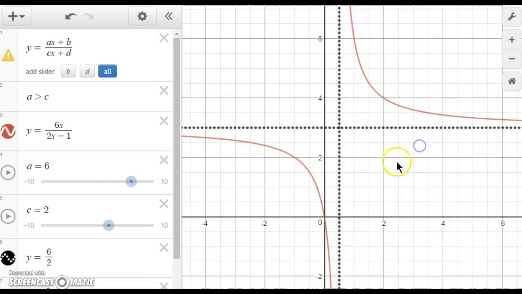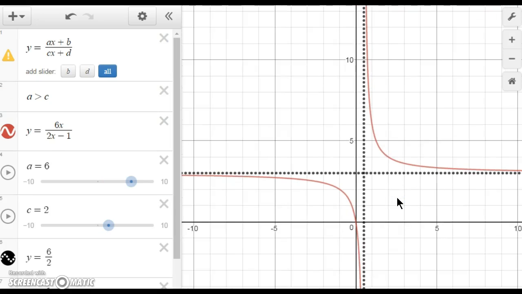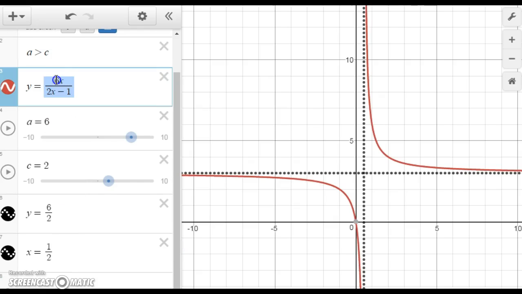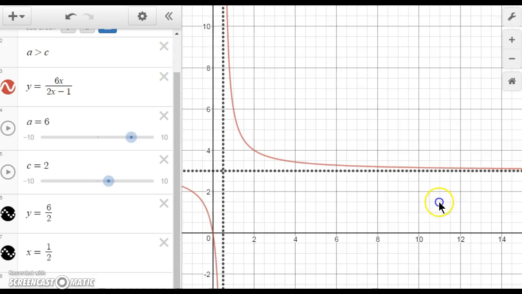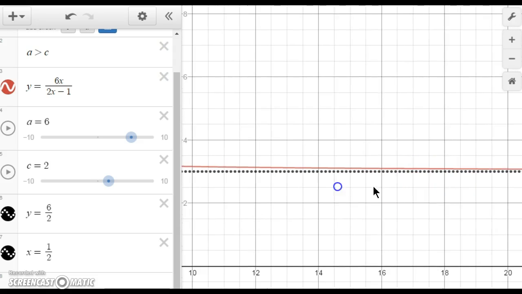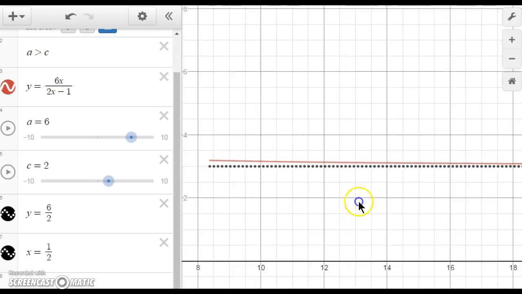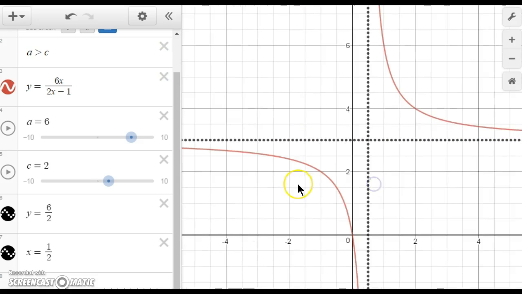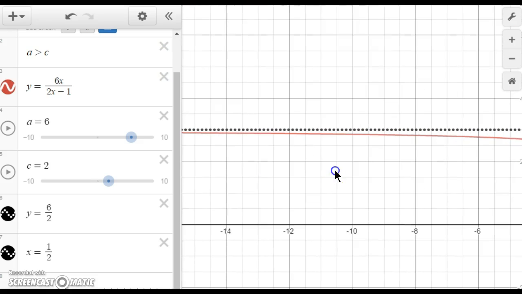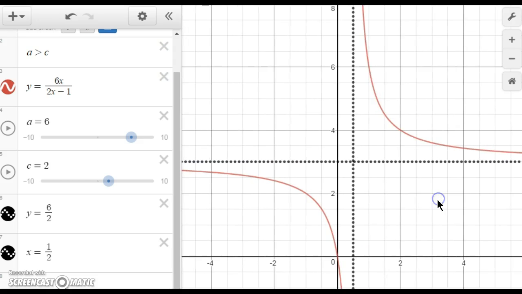So for now, it looks like the vertical asymptote is good, and we are already very confident with finding the vertical asymptote. We just have to pay attention to my denominator. As for my horizontal asymptote, it looks good too, because as I go to the right, it gets close, but it doesn't touch. It will never touch. And if I go to the left, same. It gets close, but it does not touch. So both my horizontal asymptote and my vertical asymptote are good.